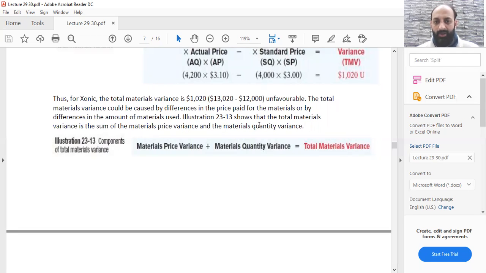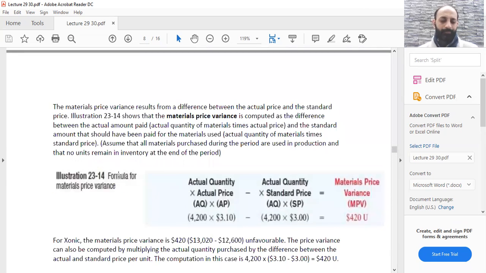Illustration 2313 shows the total materials variance is the sum of the materials price variance and the materials quantity variance. So one is your material price variance, that is, the difference between the actual price and the standard price, and to that you add the materials quantity variance, what quantity should have been used and what quantity was actually used. So when you add both of them, you will get the total material variance.